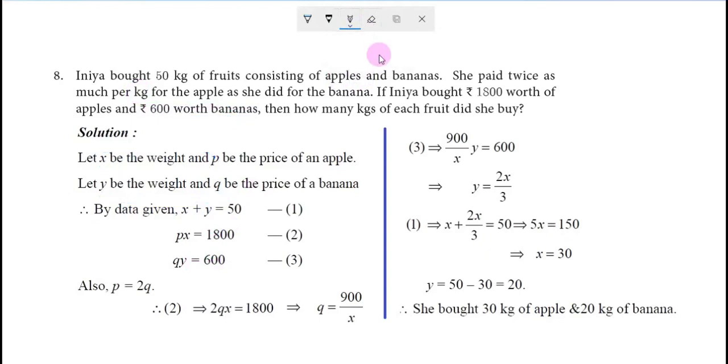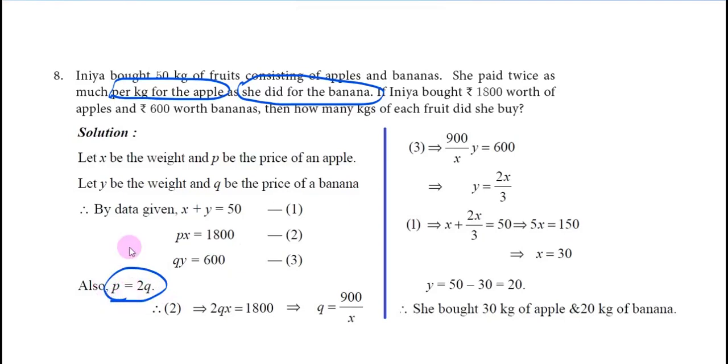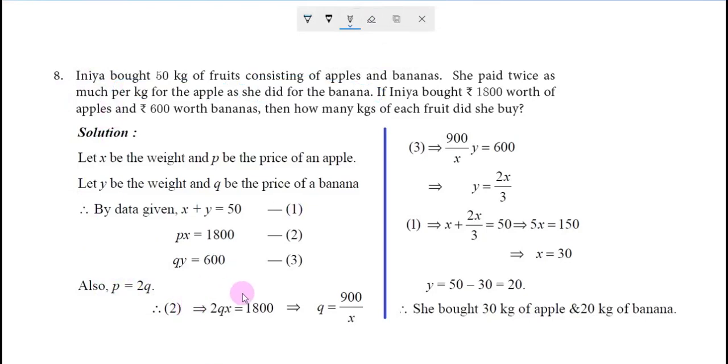And another thing is given, she paid twice as much per kg for the apple as she did for the banana. So apple's price is twice the price of the banana. So p equal to 2q. Understood? P equal to 2q, it comes with this line. Okay, here we have taken the weight as equation 1, the price of apple as equation 2, and price of bananas as equation 3.